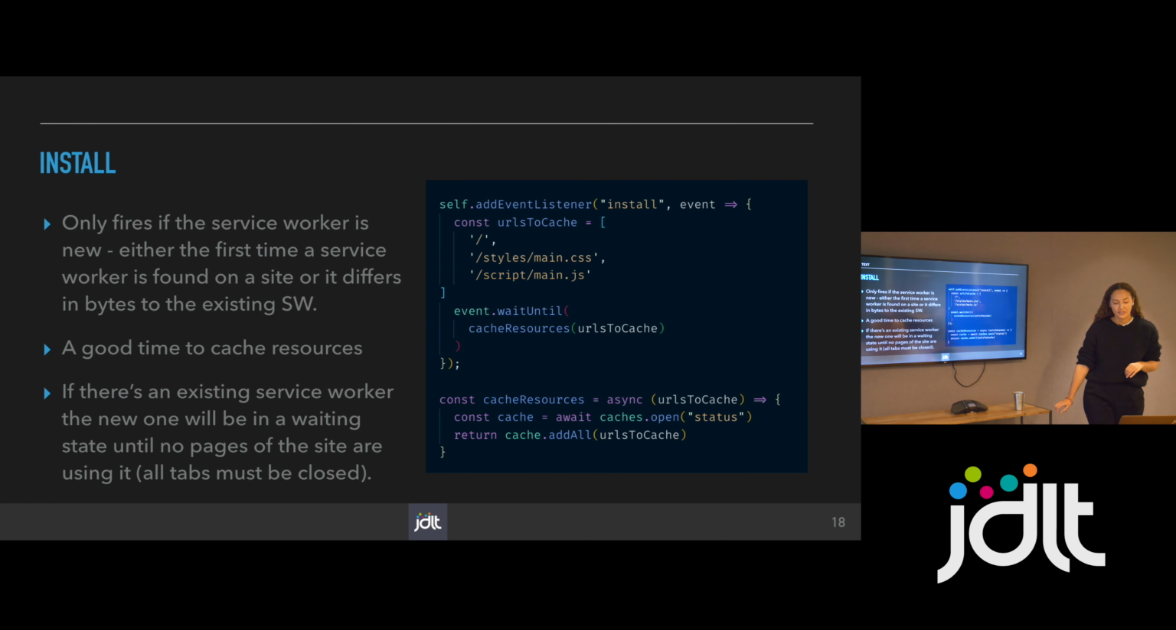The next is the install event. This will only fire if the service worker is different. So if it's bytes different, it will be downloaded by the browser, or if there hasn't yet been a service worker registered to that URL. It's a good time to cache resources as well, so that next time it loads, we'll get an instant load, as each time we register a service worker, we can update that cache.